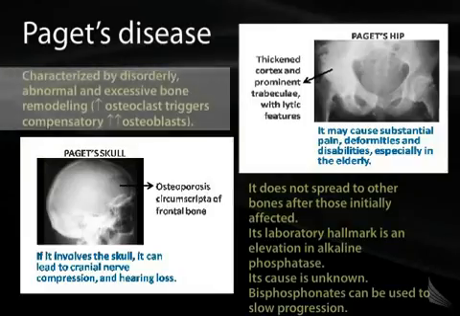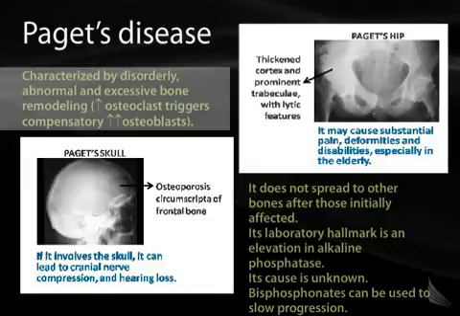So this is what Paget's disease looks like. It is characterized by disorderly or abnormal remodeling of the bone, where there is disorderly osteoclast and osteoblast activity, and that ultimately results in a very thickened cortex. But even though it appears to be a thickened bone, the bone structure itself is weakened. It's not a very healthy bone. As a result, it may cause substantial hip pain and deformities, especially in the elderly.